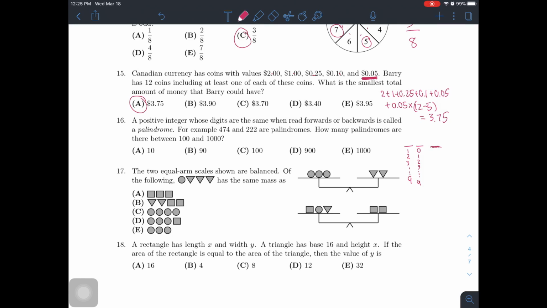And since the last digit has to be same as the first digit, then it really only has one choice. So from 1 to 9, you have 9 options. From 0 to 9, you have 10 options. For the last one, you only have 1. Therefore, the answer is 90.